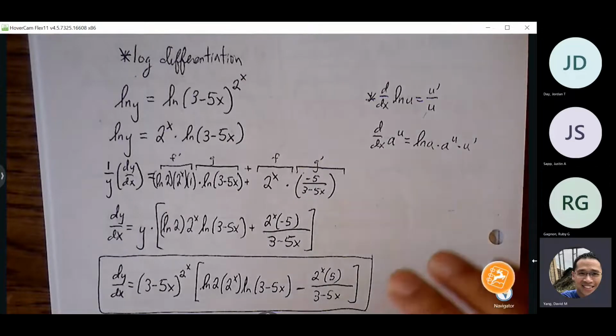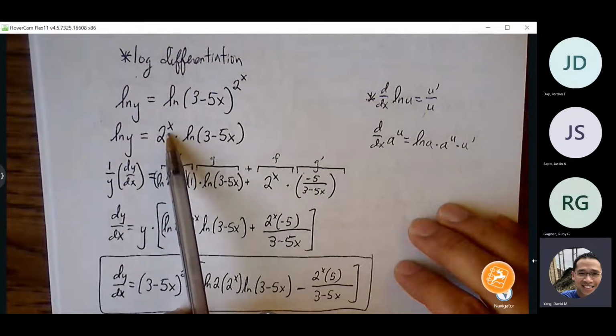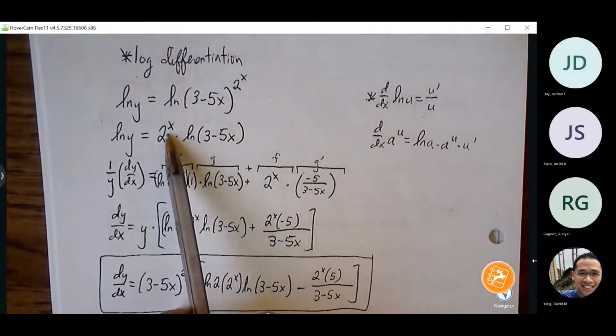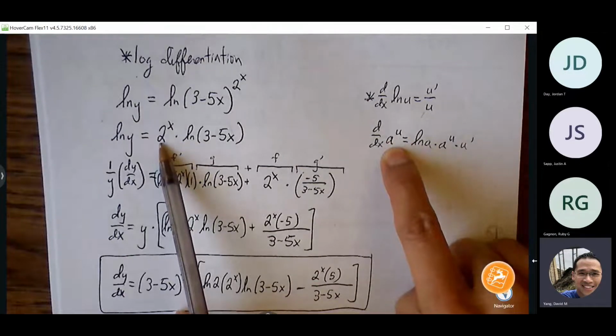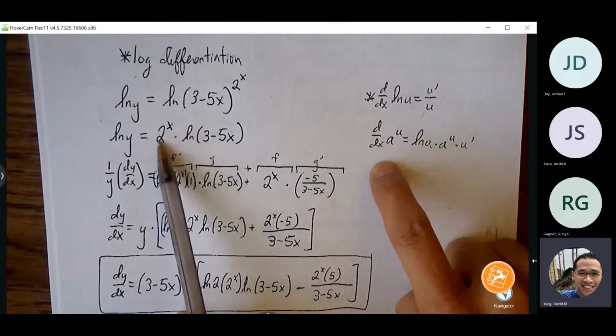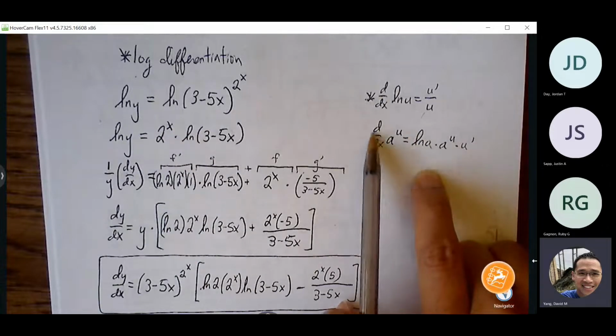Why is it a to the u, not e to the u? The reason is because this is 2 to the x. Now, if it was e to the x, we would use the e rule. But 2 to the x is a base other than e. We use a to the u for bases other than e. So if it was 2 to the x, 5 to the x, 8 to the x, all of them we use the a to the u rule.